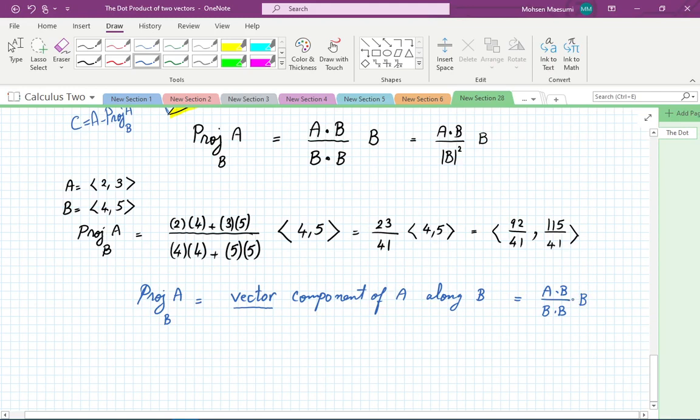Sometimes all you want is the length of it. So if you want the length of the component of A along B, or they just simply refer to it as a component of U in direction of V, in direction of B, so that's going to be A dot B, that's a number, divided by the length of B itself, which is going to be the square root of B dot B.